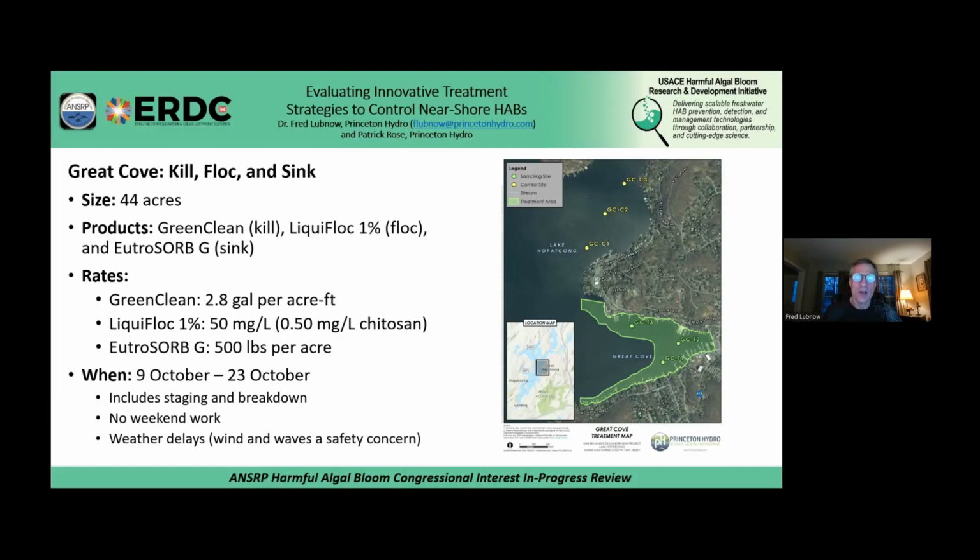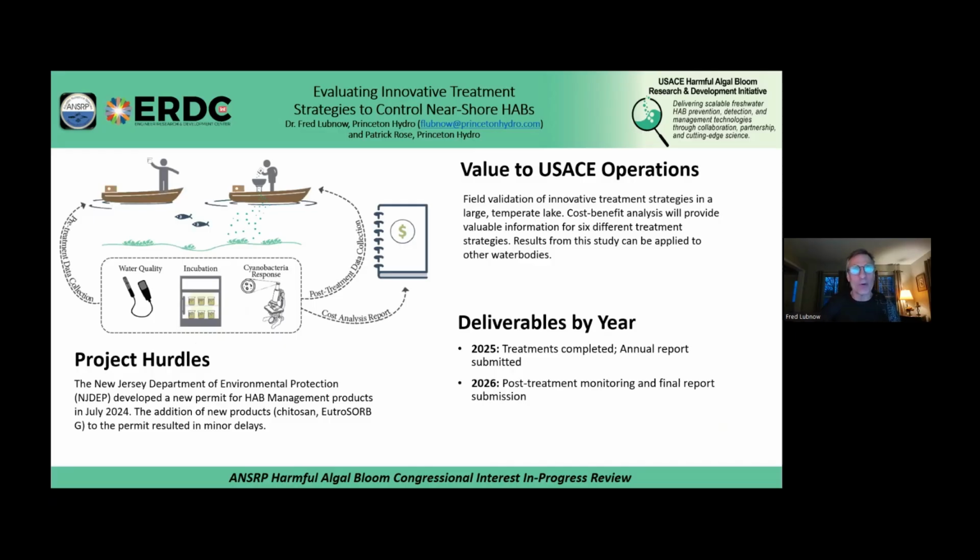So like I mentioned, Pat is in the process of analyzing all this data. Matter of fact, he was going over the cell count analysis for these treatments. But again, the whole idea of this project was to evaluate innovative ways of trying to deal with HABs in nearshore areas, which can function very differently than HABs out in the open water. So this is just showing you what this process is doing.